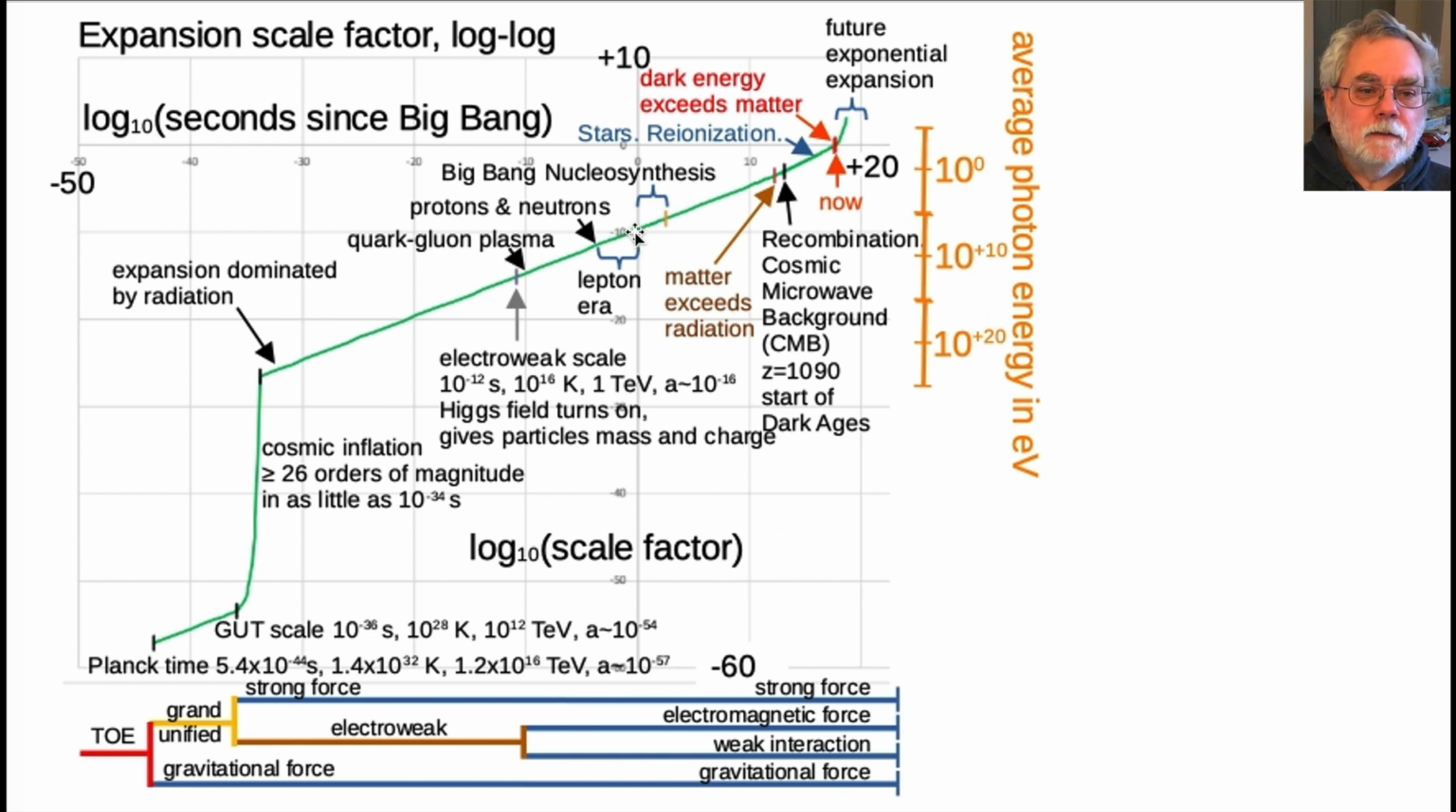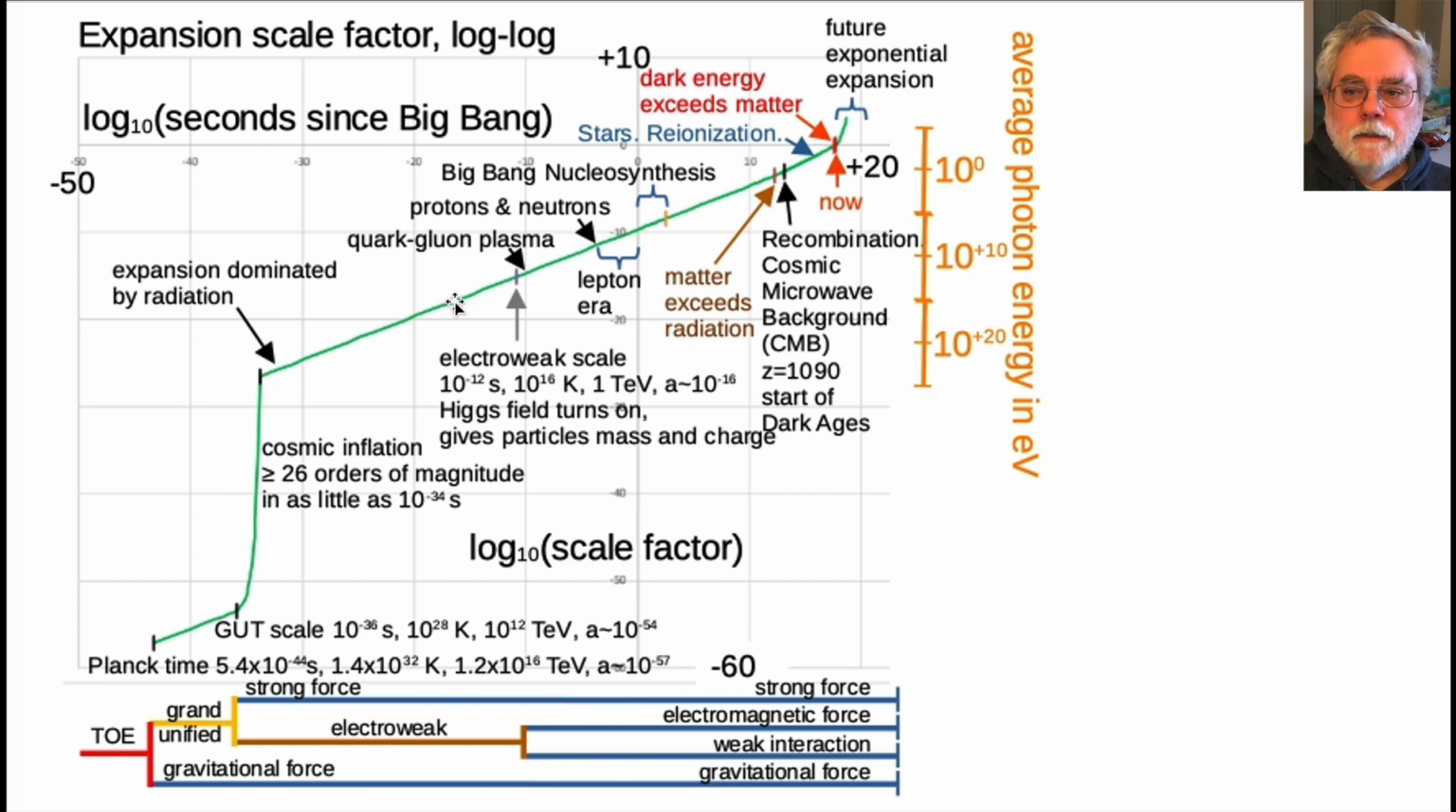Here is 1 second, and here is now. The vertical scale is the logarithm of the scale factor, from minus 60 at the bottom to plus 10 at the top. The scale factor now is 1, so 0 on this log scale. We can also read the average photon energy in electron volts on the orange scale on the right side.